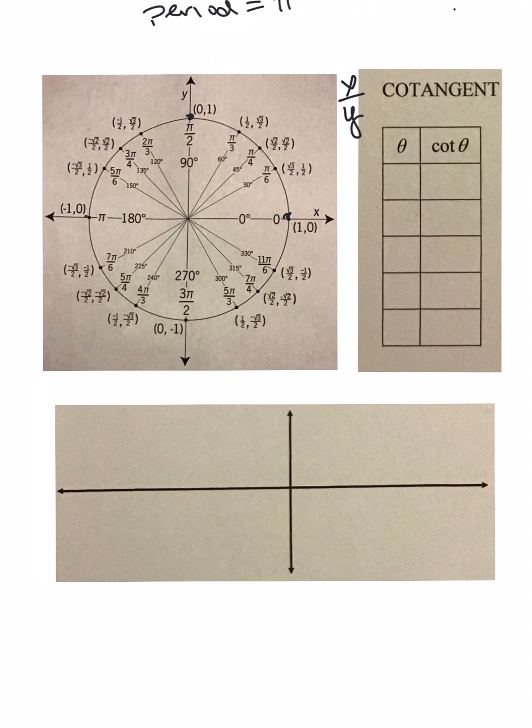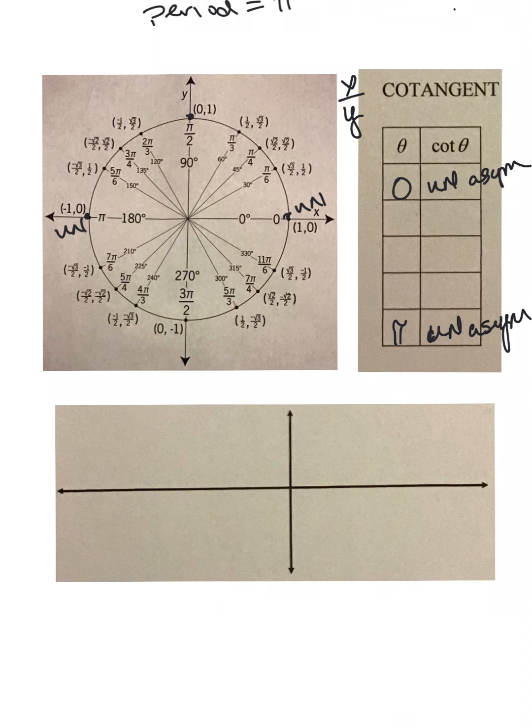If we go over to pi, we're going to get the undefined again. So there's our other asymptote. So the boundary that we use for the basic cotangent function goes from 0, where the first asymptote happens, to pi, where the second asymptote happens. So this is undefined, which is an asymptote, and so is pi undefined, which means we have an asymptote there.